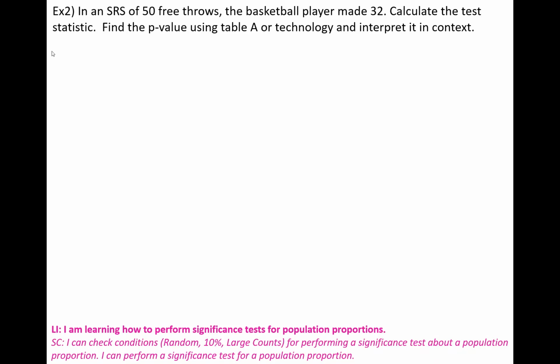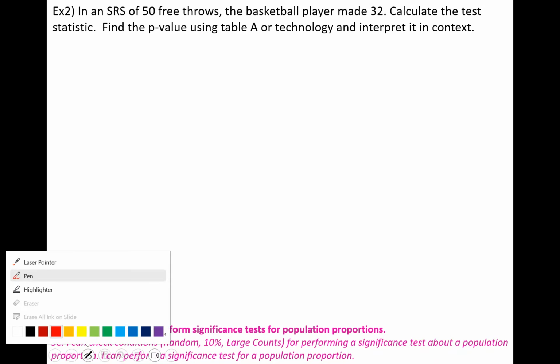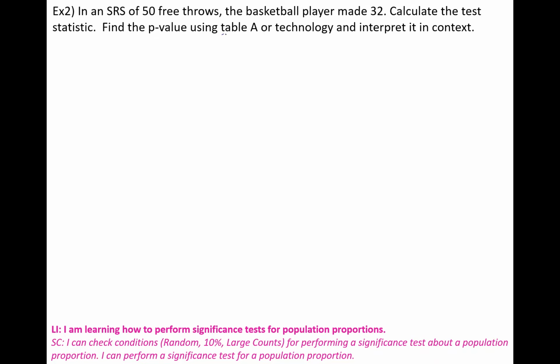All right, so let's jump into example 2. In a simple random sample of 53 free throws, the basketball player made 32. Calculate the test statistic, find the p-value using table A, which is our z-table, or technology, and interpret it in context. Just to make that super clear, when it says table A, this is talking about the z-table, and technology means a calculator.